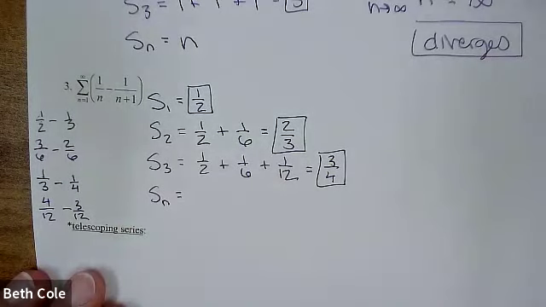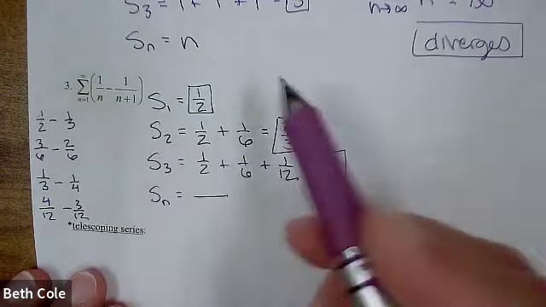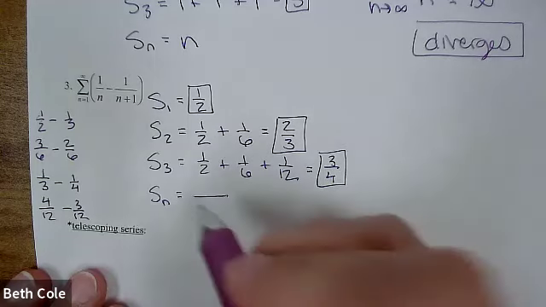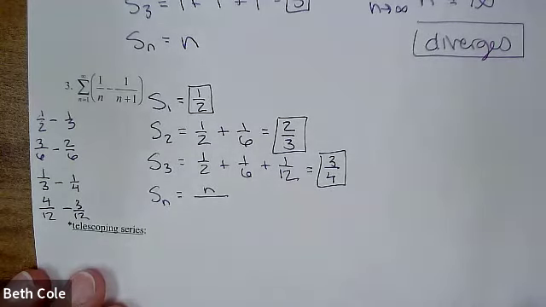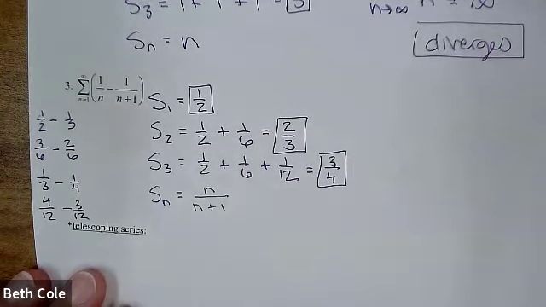Yep, we're adding them all up. Okay. Does anyone see the, well, I would do the numerator first in this case. The first one's 1, the second one's 2, the third one's 3. So your numerator is just n. And then the denominator is n plus 1.